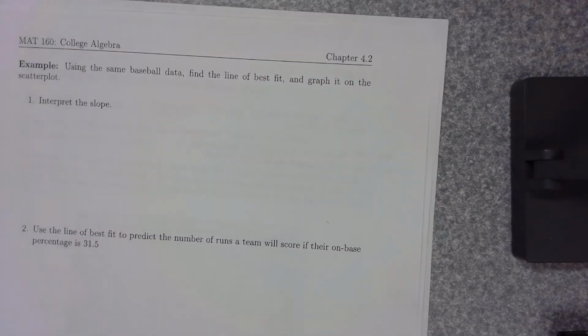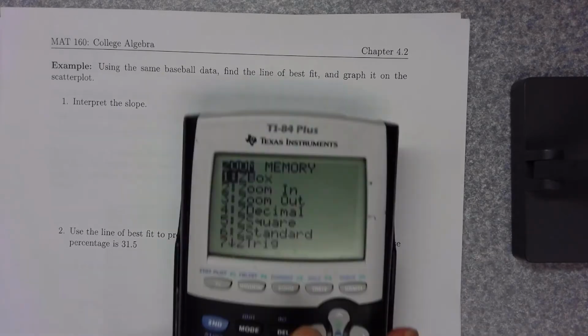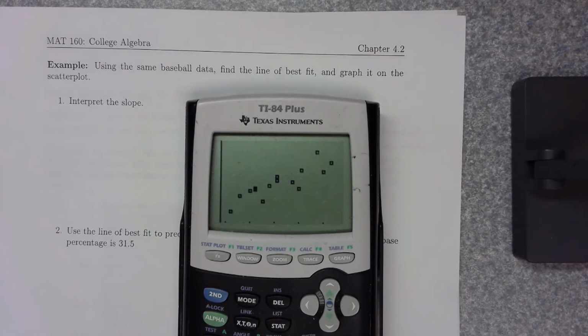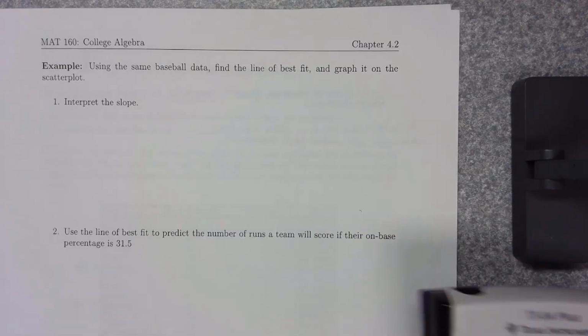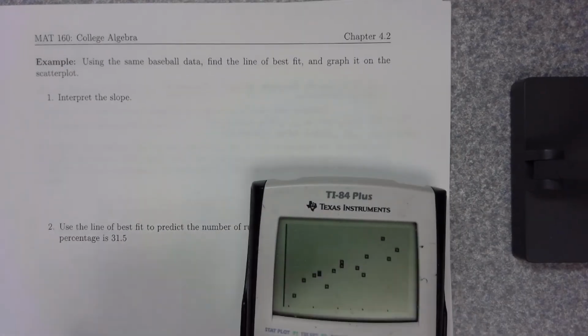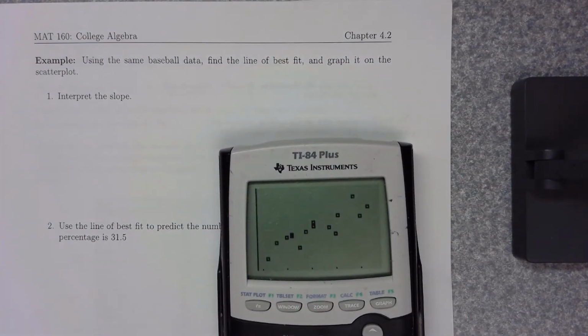So on the next page, I say using the same baseball data, find the line of best fit and graph it on the scatter plot. So my scatter plot that I had here, I'm going to find the line of best fit and then plot it on here. And I'll plot the line I found by hand and the line of best fit simultaneously to show you how they compare.